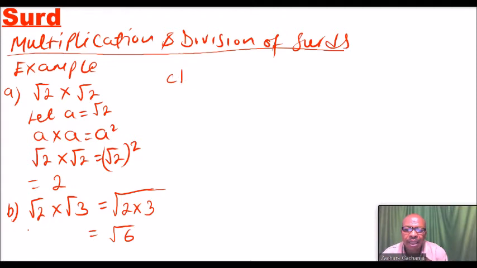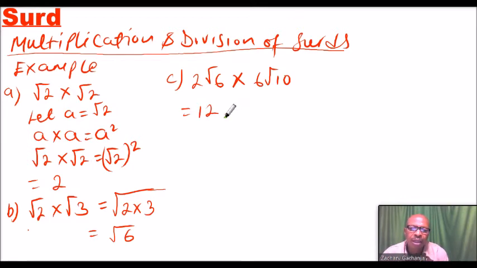Again, we look at C. We can multiply 2 root 6 by 6 root 10. So when you have that, you multiply the whole numbers. So 2 times 6 is 12.